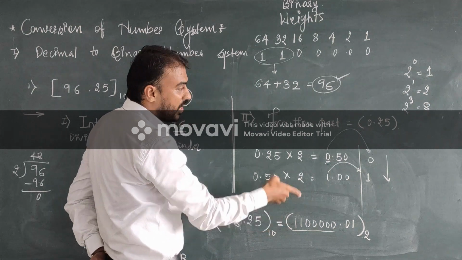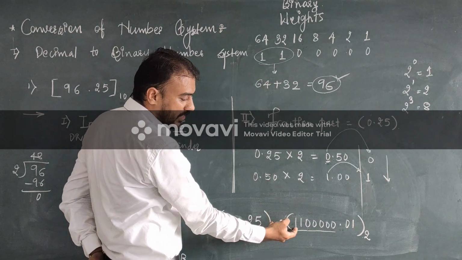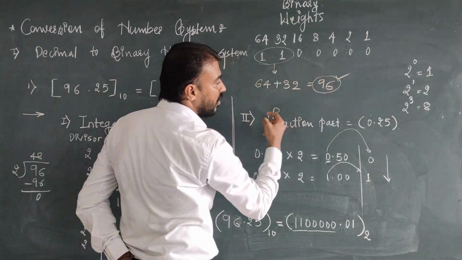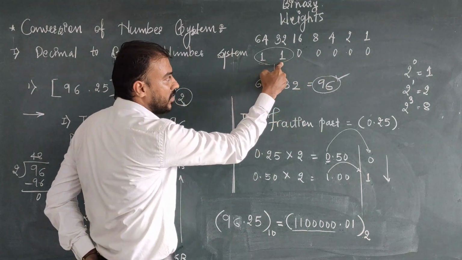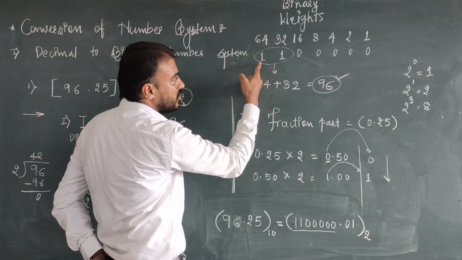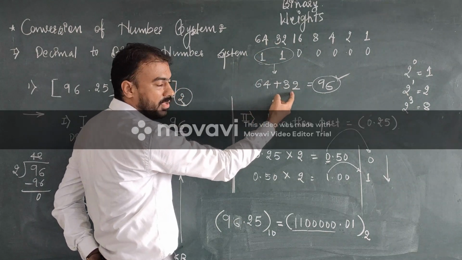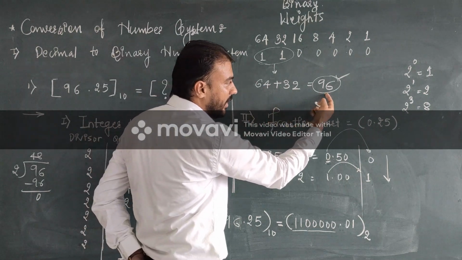Note down this binary equivalent here. The binary equivalent is 1, 1, and five 0s. Wherever the binary digit is 1, we add the weights. At these two positions, the weights are 64 and 32 respectively. By adding 64 and 32, we get 96.